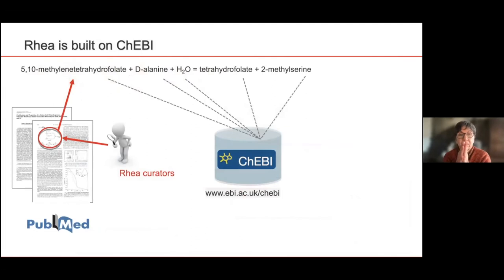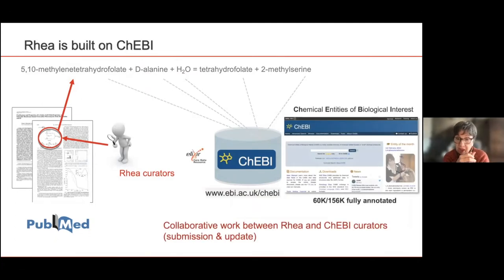So Rhea is built on ChEBI. What is the job of the biocurators? It's to read papers, extract the reactions from the papers, and for each reaction participant, identify the compounds in the ChEBI resource. ChEBI is developed at EBI. It's the Chemical Entities of Biological Interest. It's an ontology. It contains about 60,000 fully annotated chemical entries and also more than 100,000 chemical entries that are not fully reviewed by the ChEBI curators.